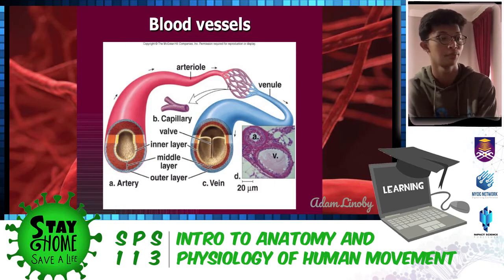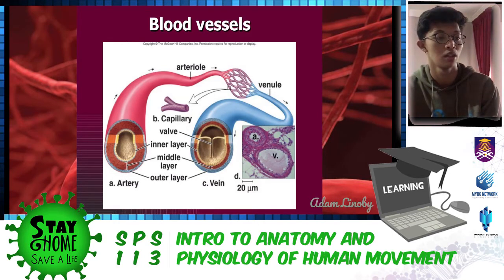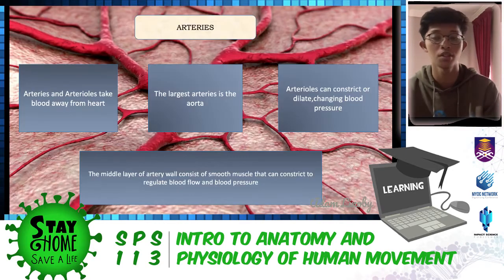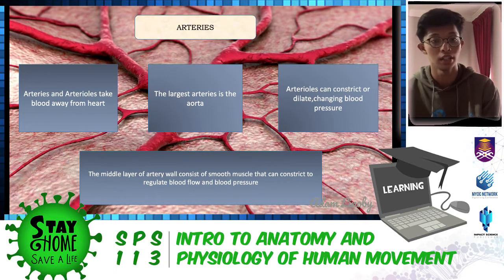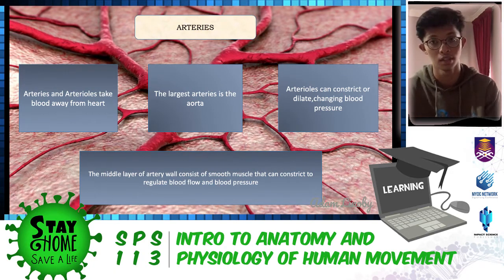Then so we move to the arteries. So what are arteries? Arteries and arterioles take blood away from the heart. Means dia mengangkut darah keluar daripada jantung. Okay, and then the largest artery is the aorta. So aorta ni ialah sejenis arteries yang paling besar.